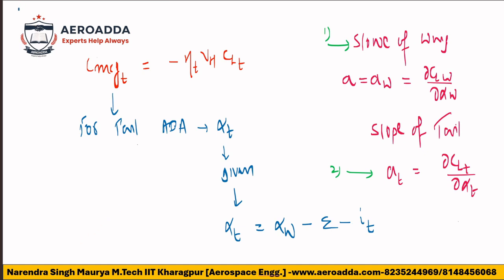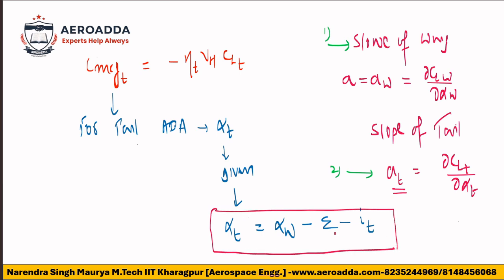Okay, so if you check here, because you are going to calculate AT, which is nothing but ∂CLT by ∂αT, first of all you should know αT. So αT is αW minus ε minus iT. I already gave this, and all the parameters ε and iT I showed in the diagram. I told you ε is the downwash angle and iT is the incidence angle, that you know very well, correct?